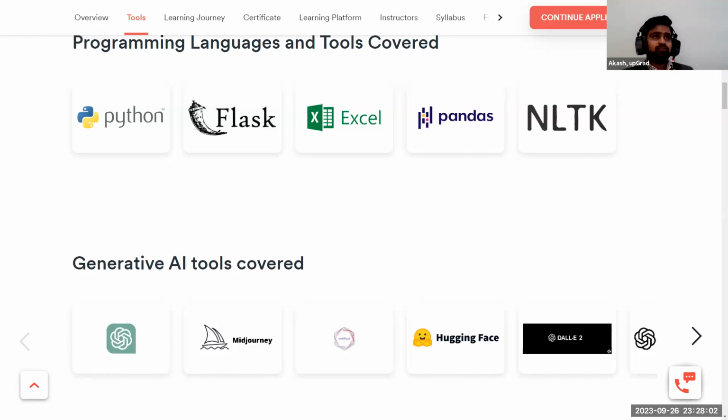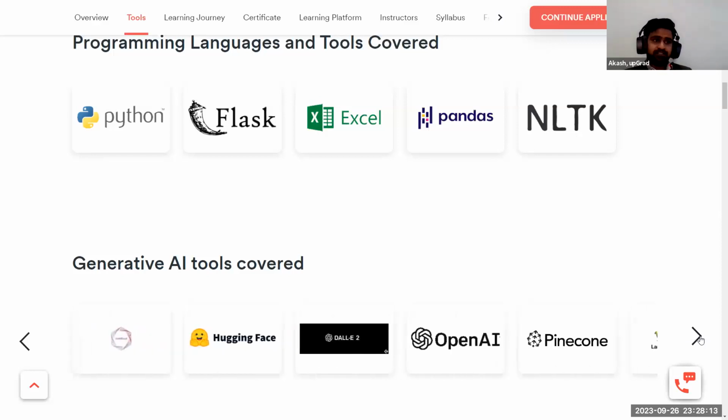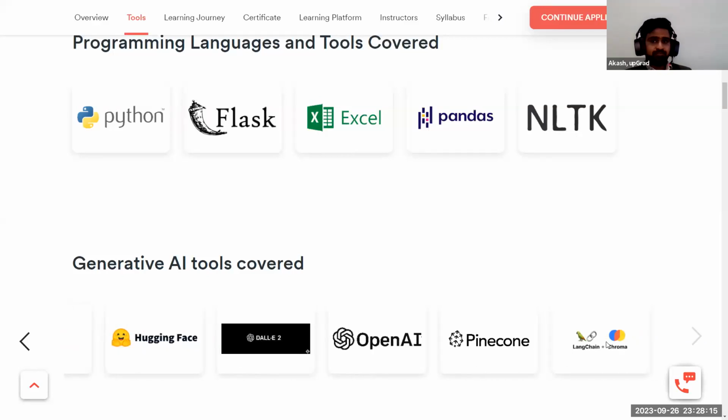Now, if you look at the different tools that are being used, you'll see that it is ChatGPT, Midjourney, Hugging Face, DALL-E, OpenAI. Similarly, there are multiple other platforms which are used for different reasons and different outputs.